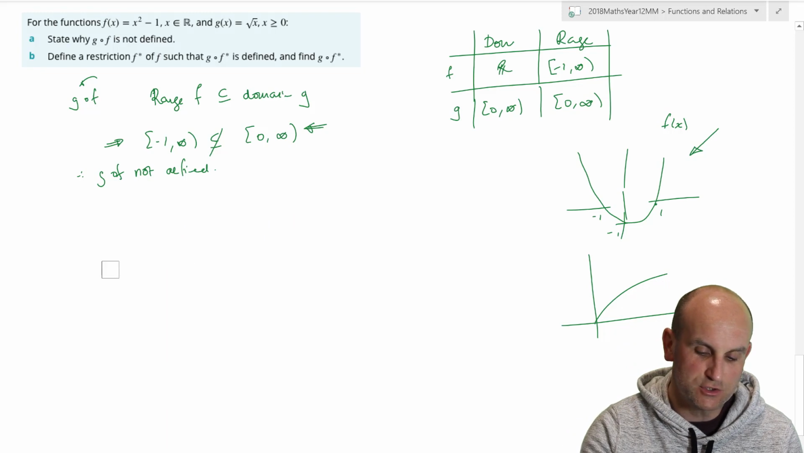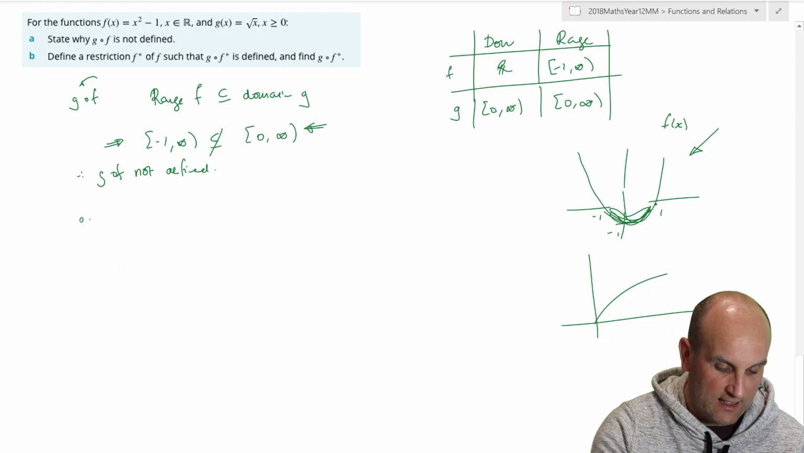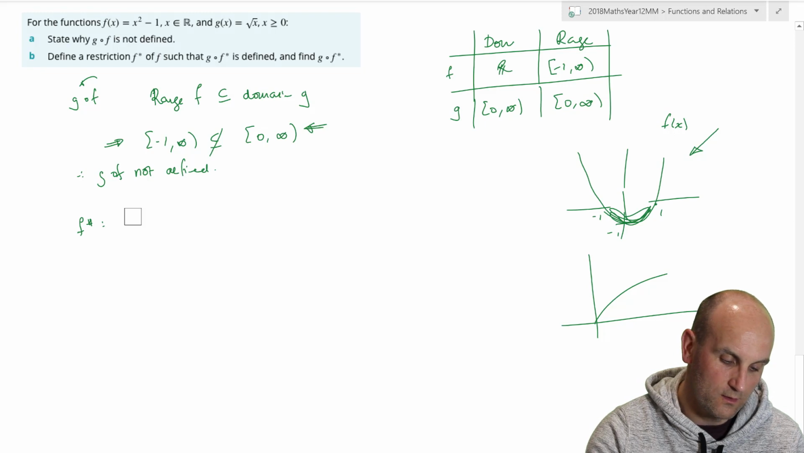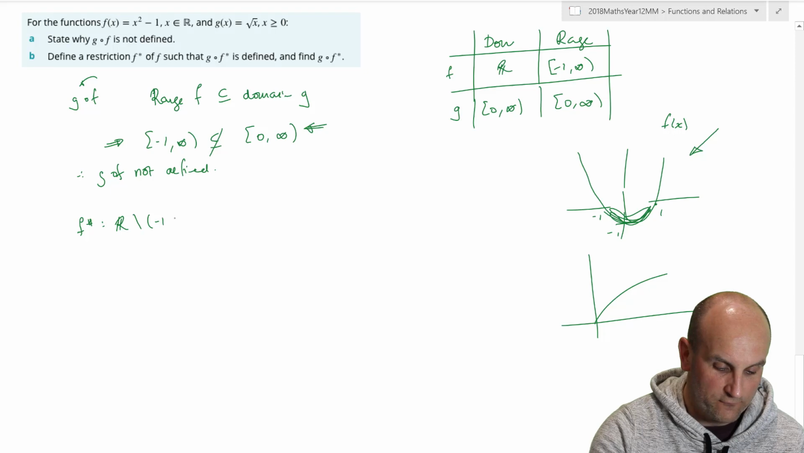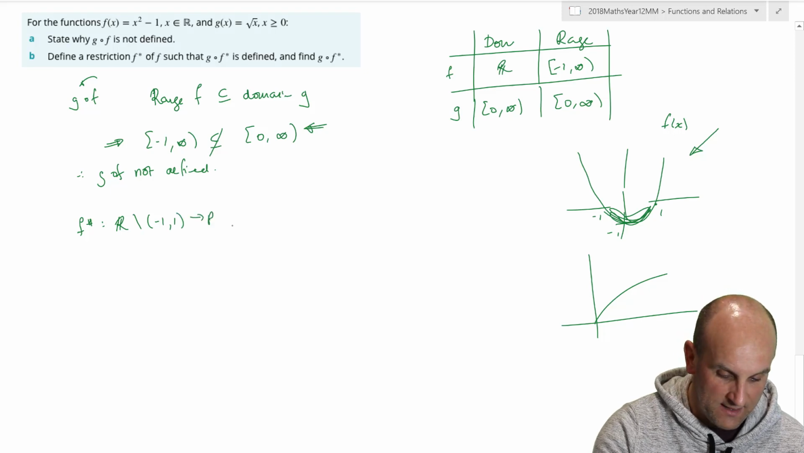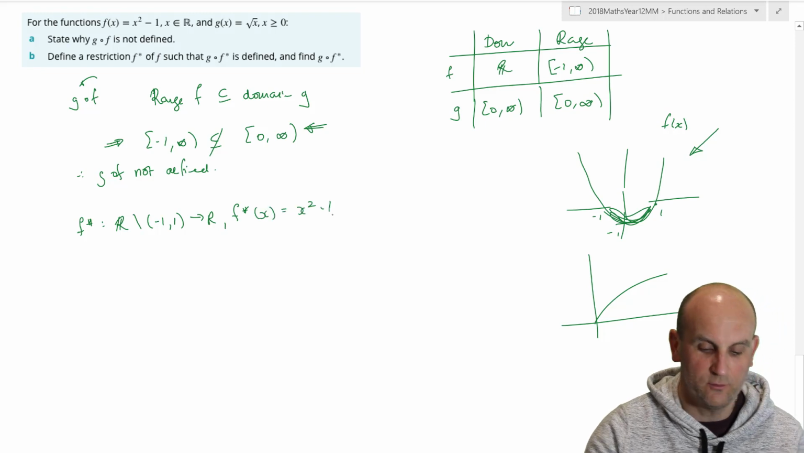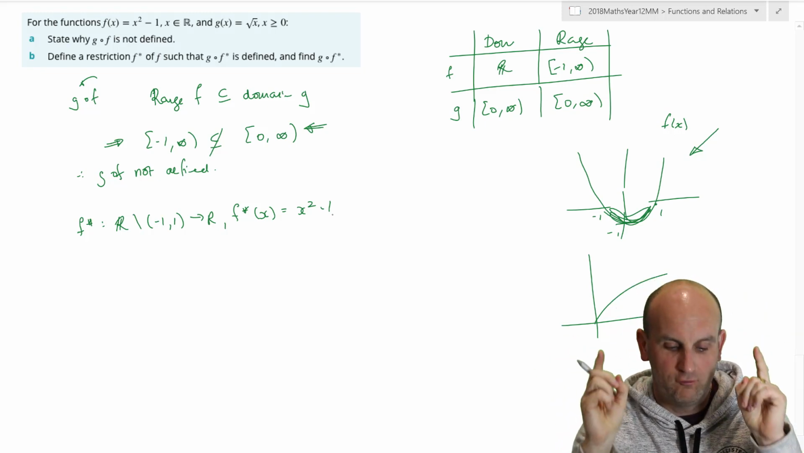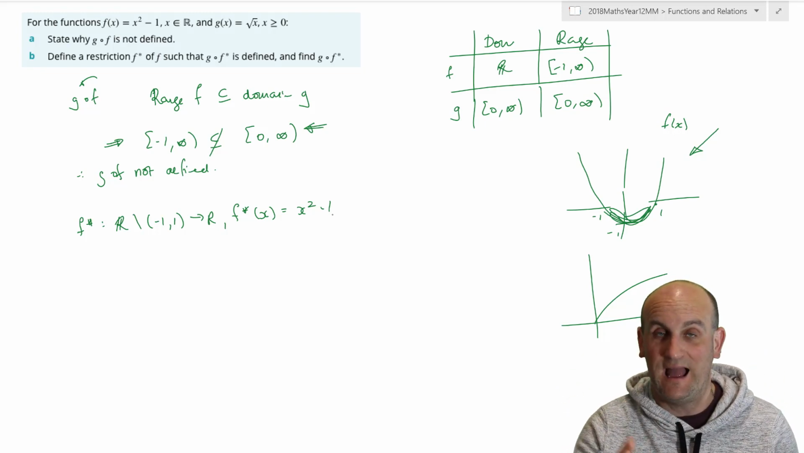To be able to stop this section of my graph from appearing, what I can say is f star colon is going to be all real values except from -1 to 1, mapped onto the reals, f star of x is equal to x squared minus 1. Now what that is saying to me is we will have all real values of that original function, but not anything between -1 and 1. And funny enough, you can absolutely do that.